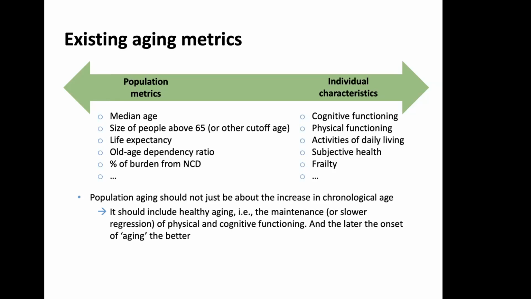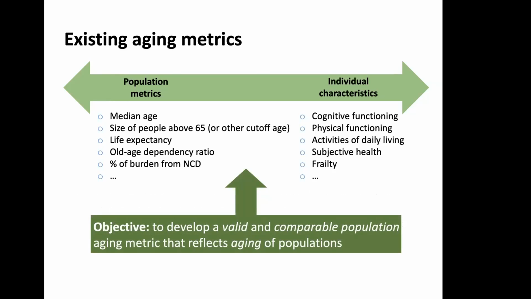And in my mind, these individual characteristic studies are more reflective of what true aging means. Yet we can't really do these kinds of studies at the population level because data collection is very difficult and expensive, and so on. Healthy aging, as people commonly define it, is the maintenance of physical and cognitive functioning, and the later the onset of these functional declines, the better. And so, along with my colleagues, we thought about trying to develop a valid and comparable population aging metric that also reflects some of the individual characteristics that I mentioned here, so more on the health status.